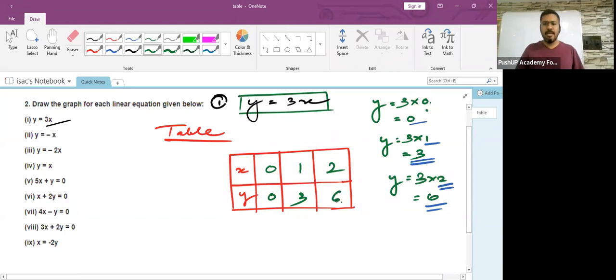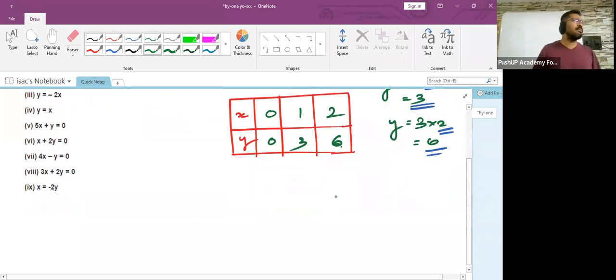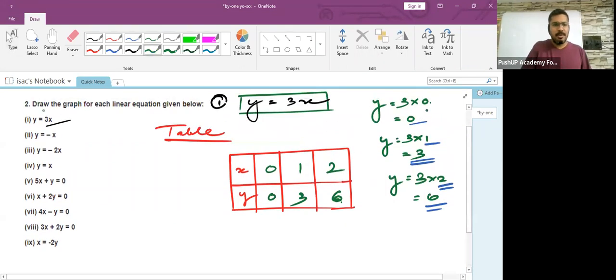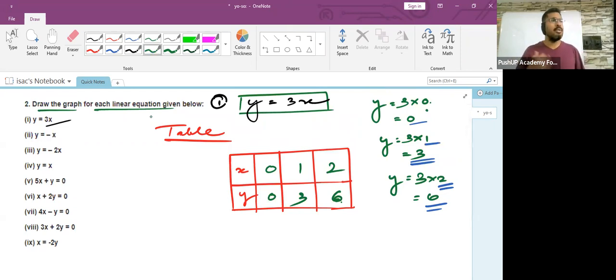Now you all must be thinking, why did we create this table? What was the necessity of this table? I will tell you that. Children, they have asked you to do what? Draw the graph for each linear equation. They have asked us to draw what? A graph for each linear equation. And how can you draw the graph for linear equations? By getting the coordinates of a particular point, isn't it?